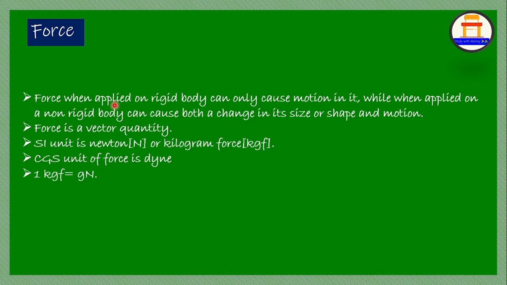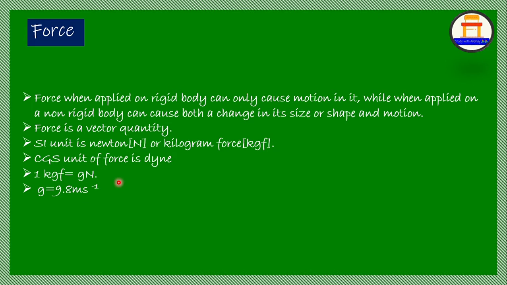Next, 1 kgf is equal to 1 g Newton. g is acceleration due to gravity, which is 9.8 meter per second squared. Go through this. So remembering this value is important. If they have not given the value as g is 9.8, you can directly take it as 10. You can round it off. It is acceptable from both points of view.